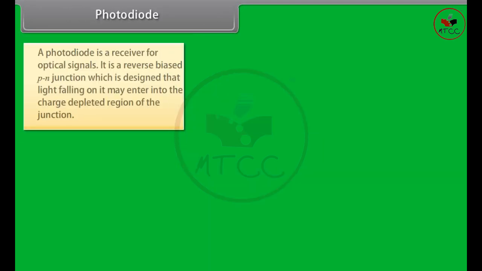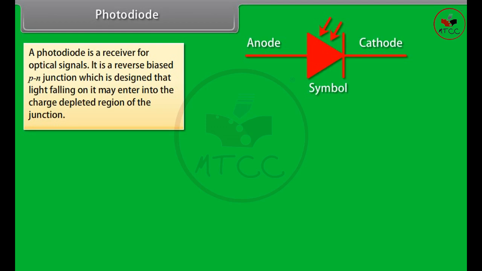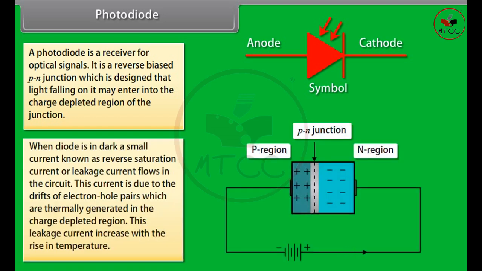Photodiode. A photodiode is a receiver for optical signals. It is a reverse-biased p-n junction which is designed so that light falling on it may enter the charge-depleted region of the junction. When the diode is in the dark, a small current known as reverse saturation current or leakage current flows in the circuit. This current is due to the drift of electron-hole pairs which are thermally generated in the charge-depleted region. This leakage current increases with the rise in temperature.